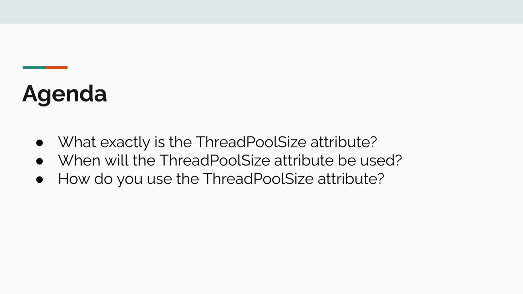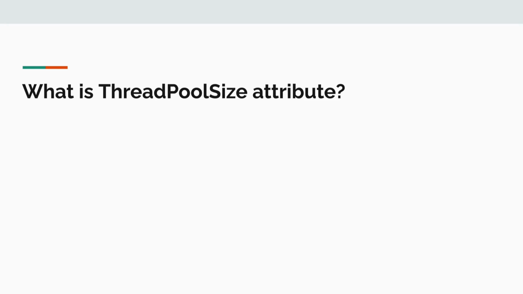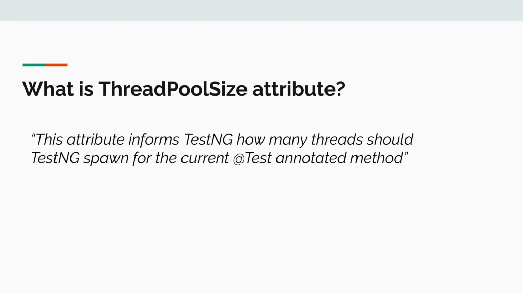Today we are going to understand three things. The first agenda is what exactly the thread pool size attribute is, second is when the thread pool size attribute will be used, and third is how you use the thread pool size attribute. So first, what is the thread pool size attribute? This attribute informs TestNG how many threads TestNG should spawn for the current @Test annotated method. The meaning of this is that whenever you have to run a single test method multiple times with multiple threads, you can use this attribute.